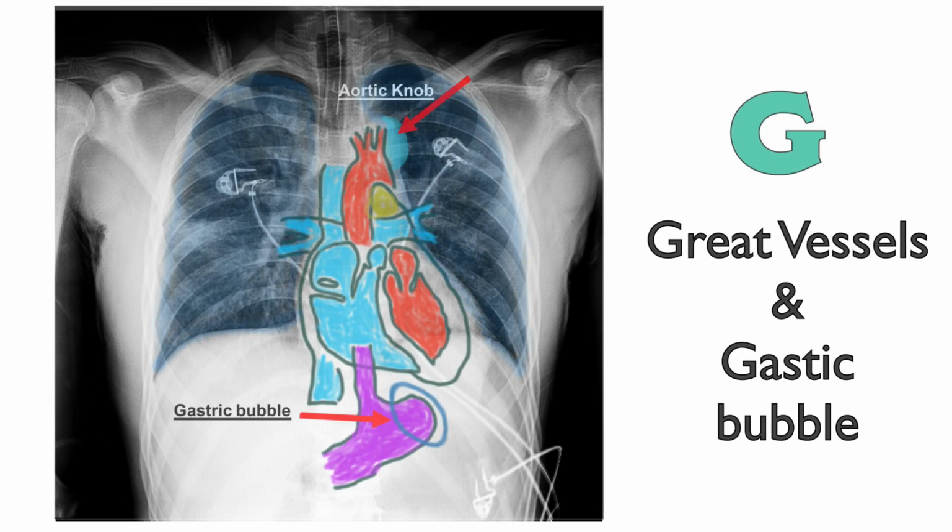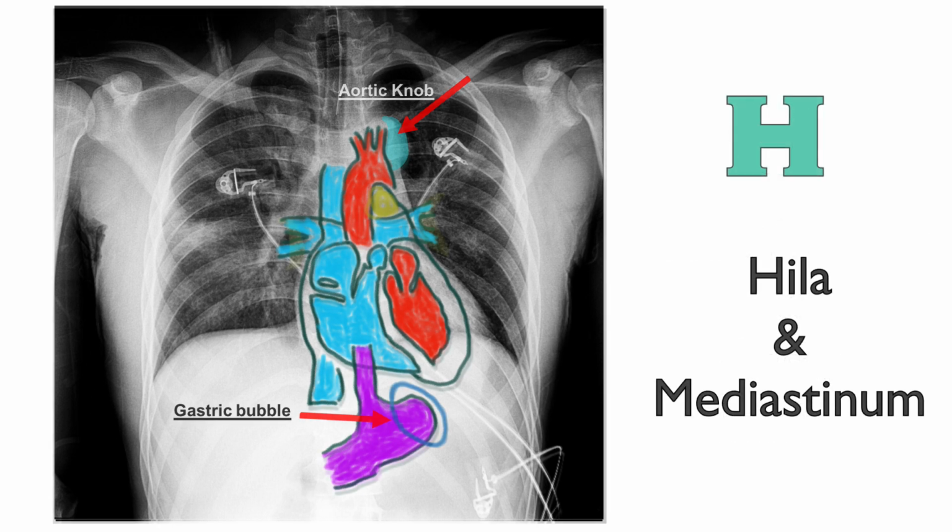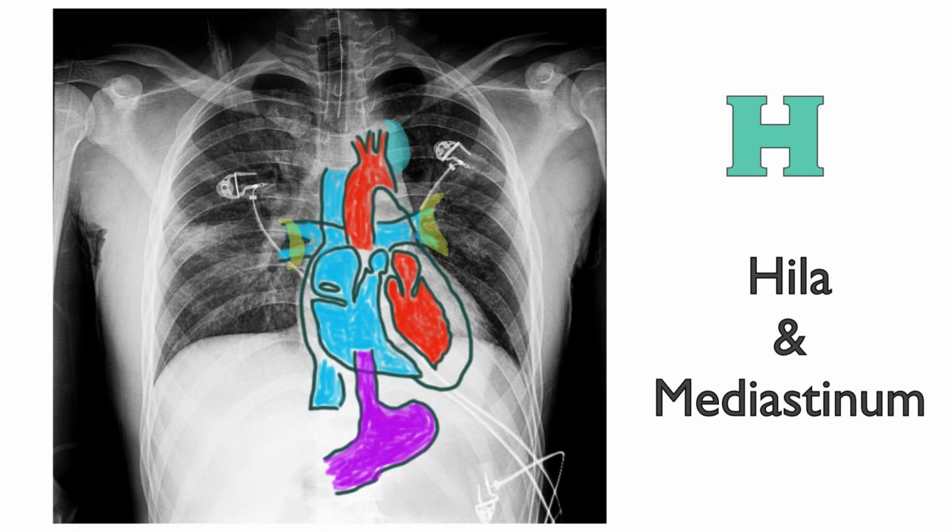G is for great vessels and gastric bubble. You need to check the aortic size and shape and the outlines of the pulmonary vessels. The aortic knob should be clearly seen. The gastric bubble should be clearly seen and not displaced. H is for hilum and mediastinum.